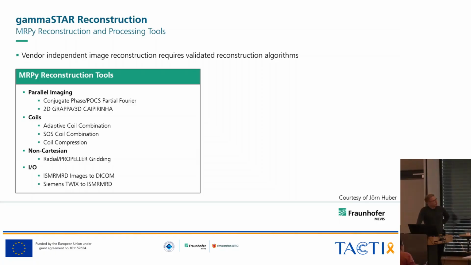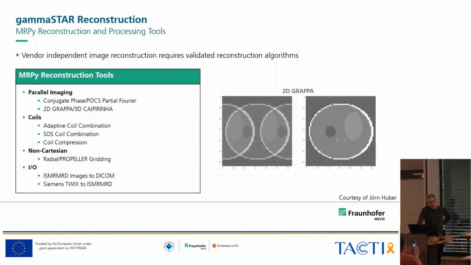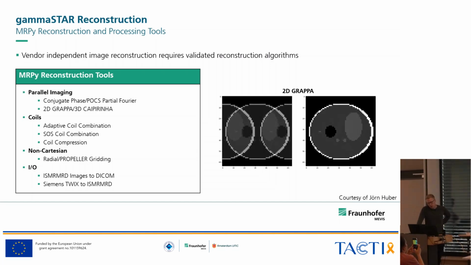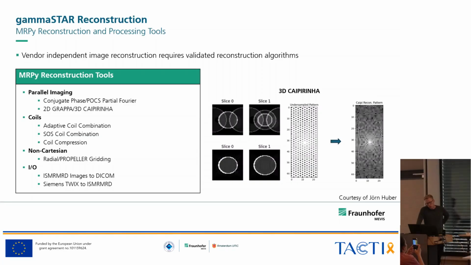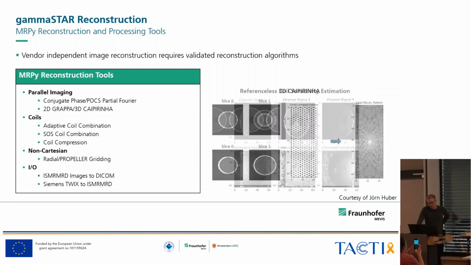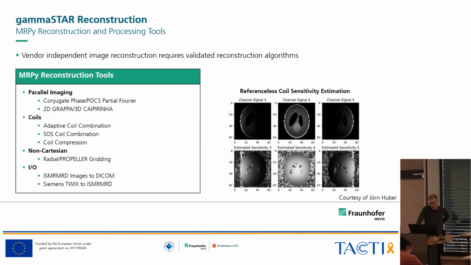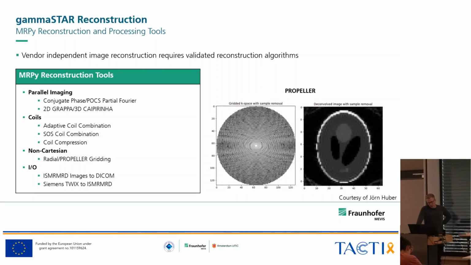We had this reconstruction toolbox, which now basically fires the whole reconstruction server, and it contains algorithms for parallel imaging. So for example, we have 2D GRAPPA algorithms included, we have 3D CAIPIRINHA, we have different stuff for coil sensitivity estimation, if you want to do it reference-less. We have this PROPELLER technique, which I also showed, to be robust against motion.